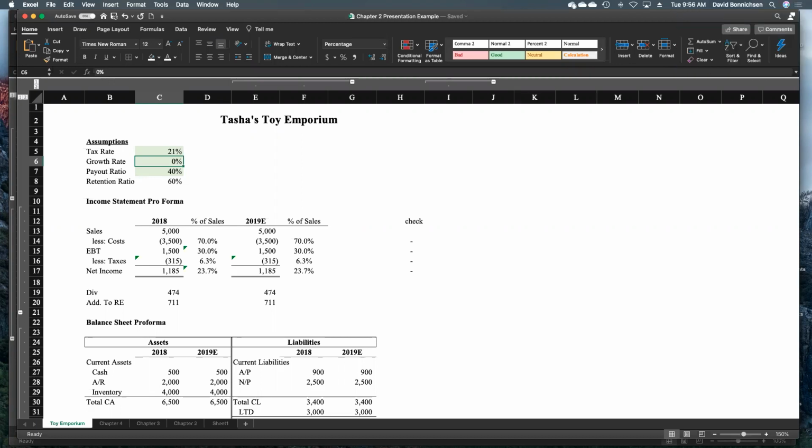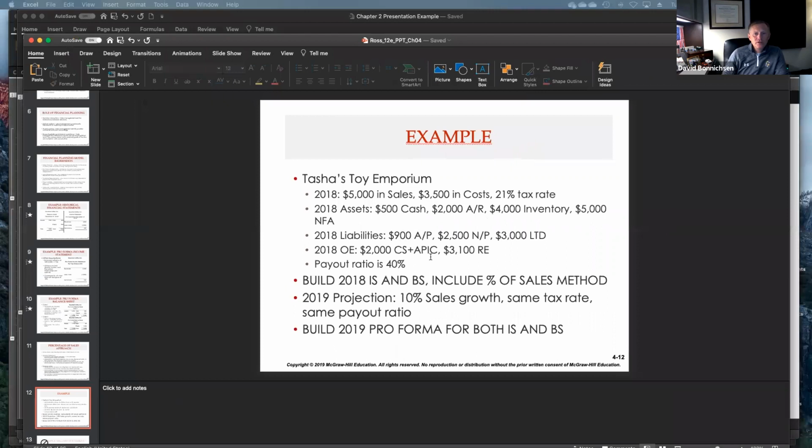Nothing? Check out the third red bullet on the PowerPoint. It tells us that her 2019 projection is a 10% sales growth. Everybody see that? I know I'm asking you to go back and forth between Excel and PowerPoint. Hold on. See that right there? It gives you the growth rate.